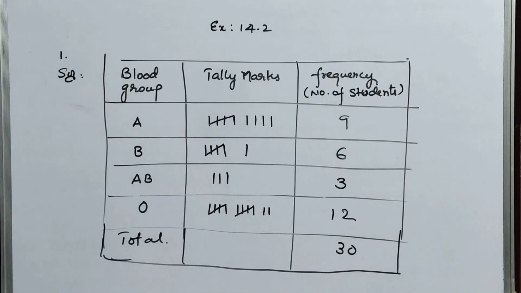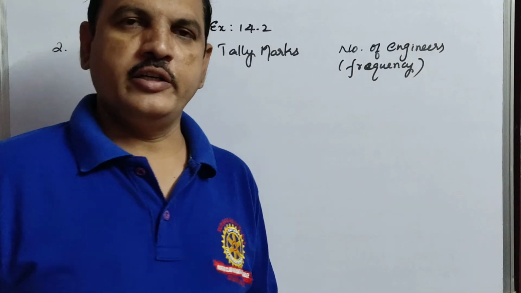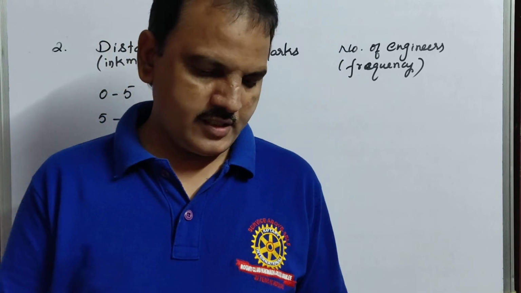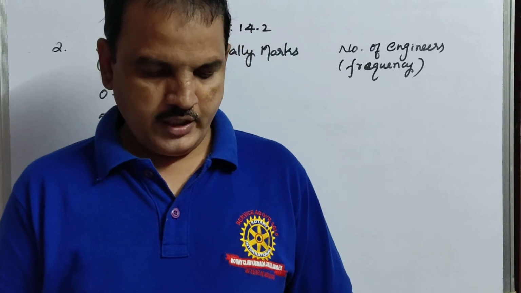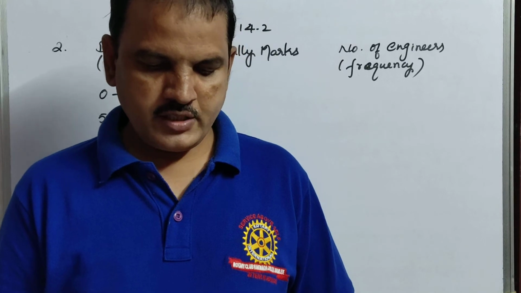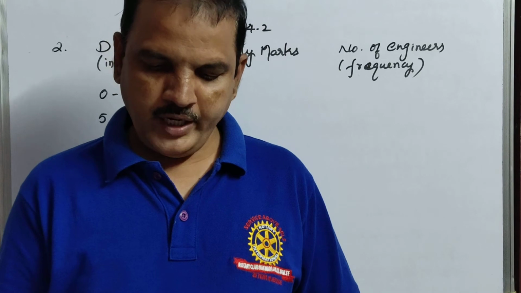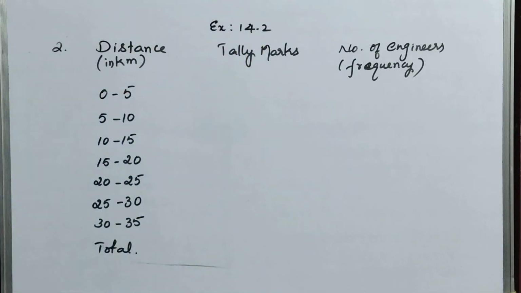Okay. Now we'll go for the second sum, children. Here I wrote the table first because the video is already above 30 minutes. Okay, just one question, children. Listen very carefully. The distance in kilometers of 40 engineers from their residence to their place of work were found as follows.